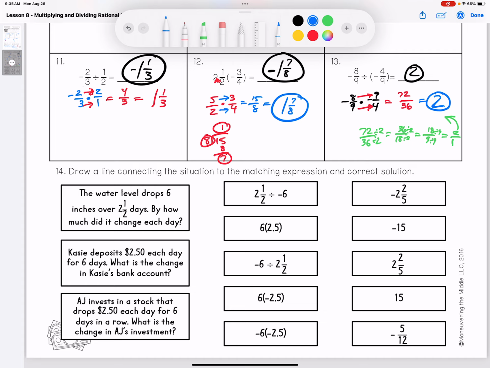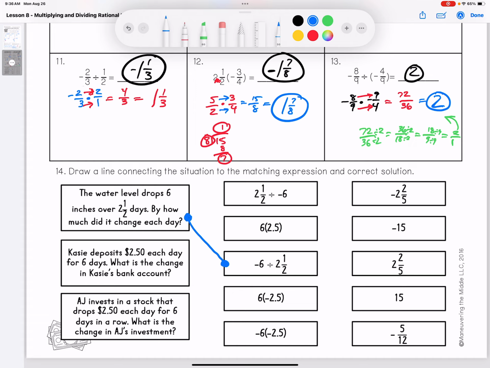So it's going to be -6 times 2.5. No, because it wants to know each day. So it's going to be division. So it's going to be -6 divided by 2.5. Because it dropped -6 over 2.5 days. All right.